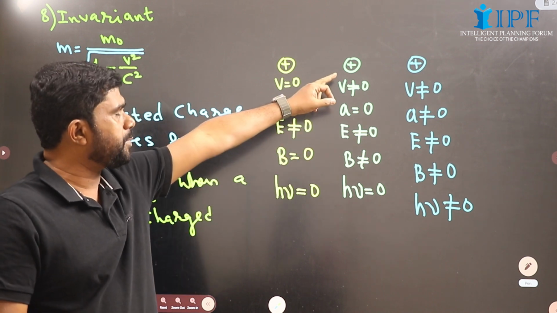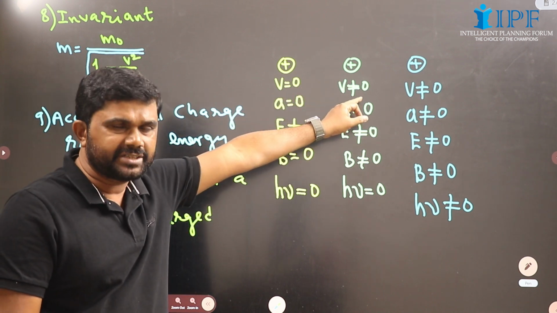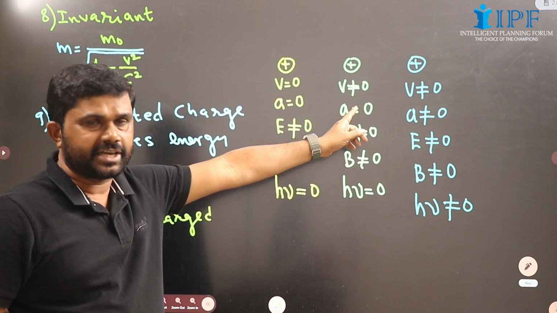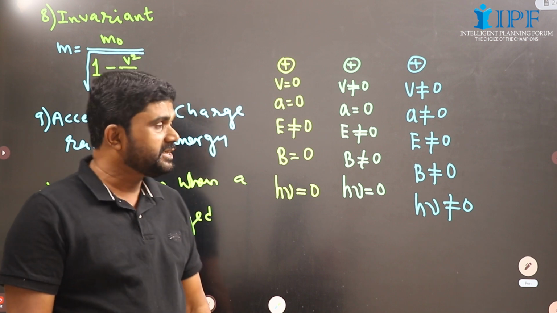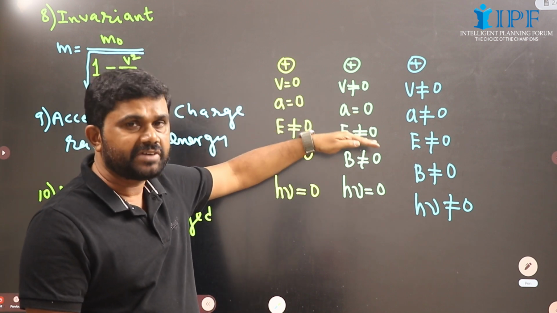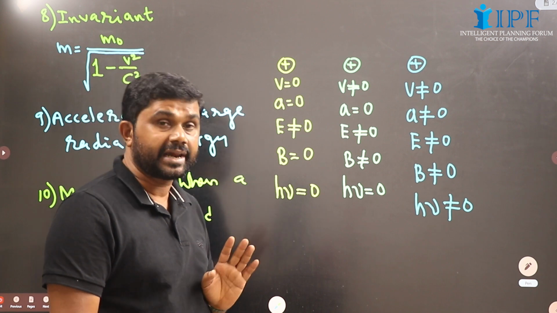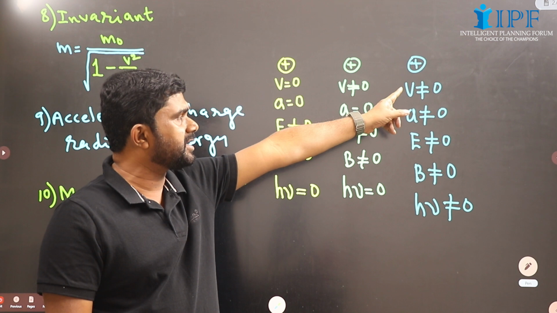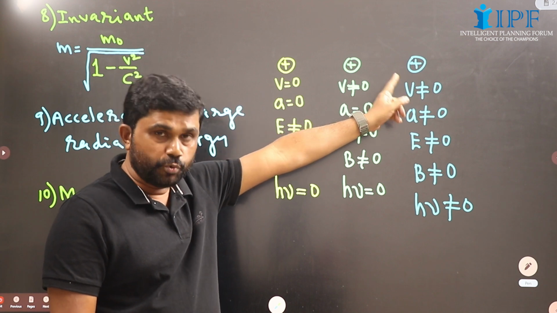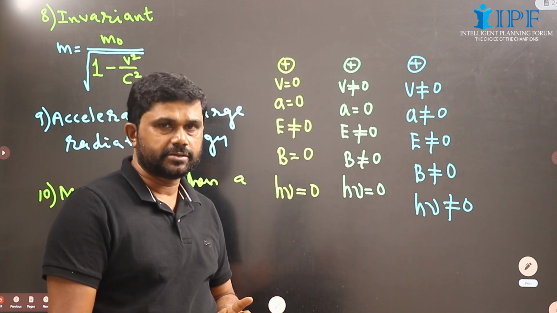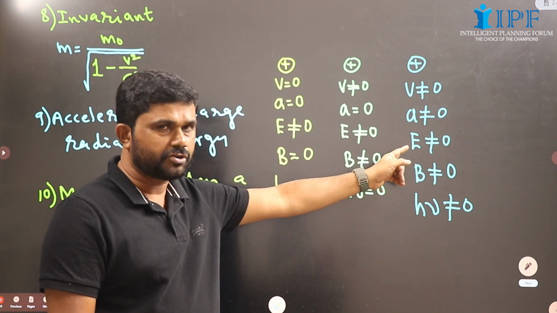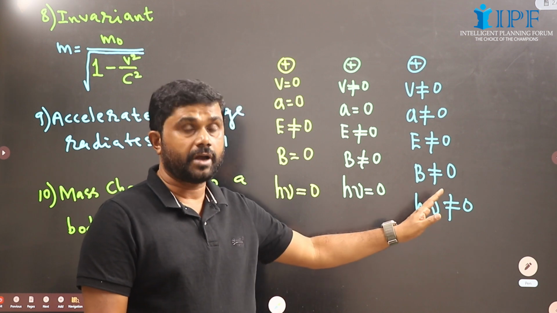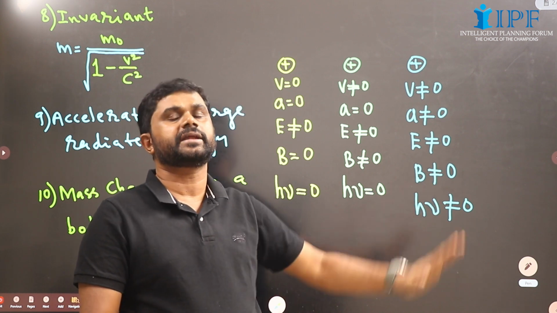Now suppose a particle is moving, meaning its velocity is not equal to 0, but it moves with a constant velocity, so acceleration is 0. Then it produces an electric field as well as a magnetic field, but it will not radiate energy because there is no acceleration. Now here we have a particle carrying a charge. It is moving and also accelerating. So it produces an electric field, which is not equal to 0. It produces a magnetic field, also not equal to 0, and it also radiates energy.